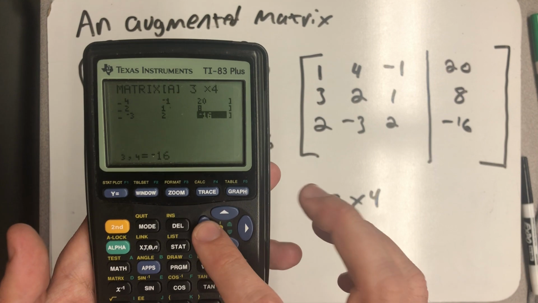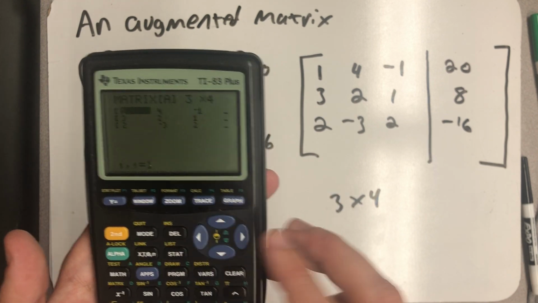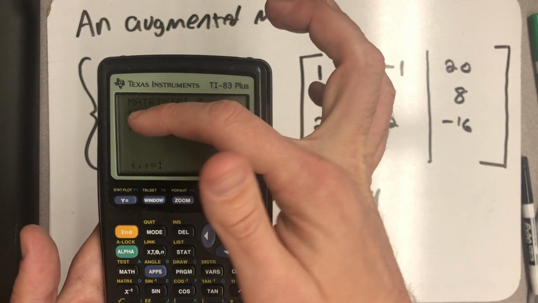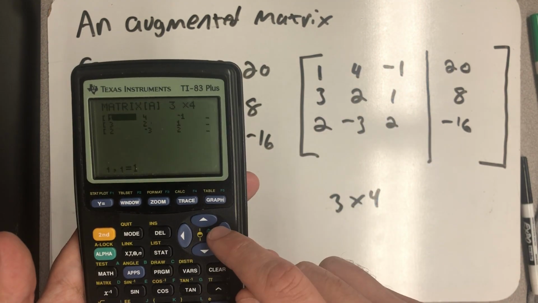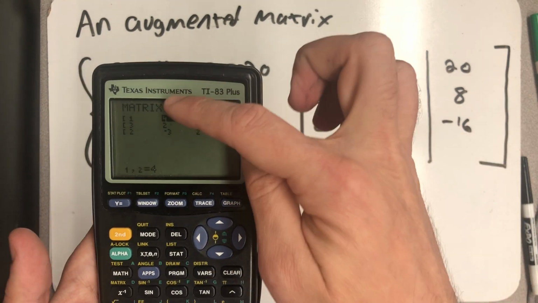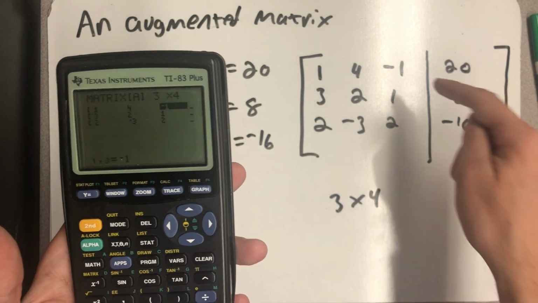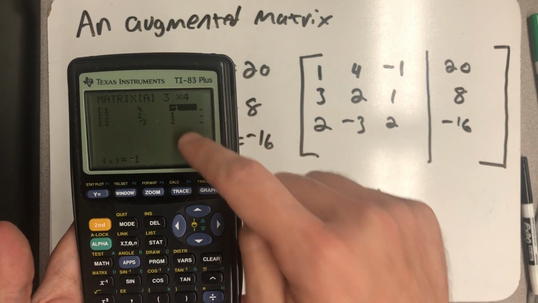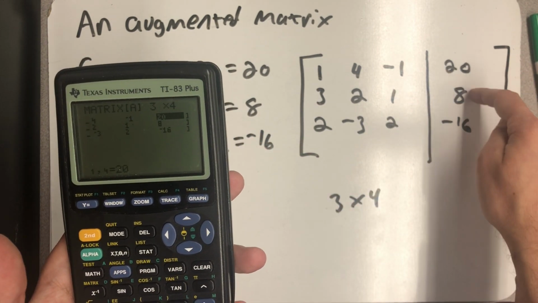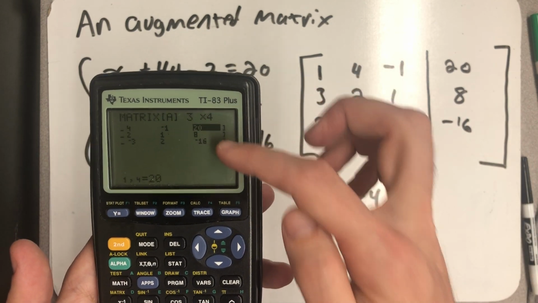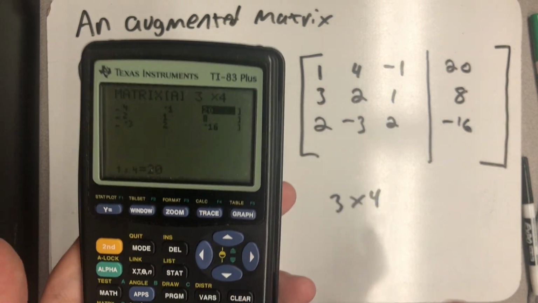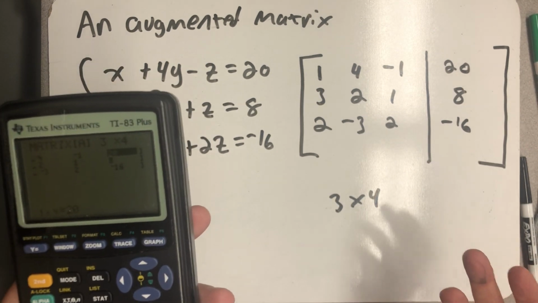So now I've entered in my system, but I'm going to double check that I've really done it right. And so what I'm going to do is read down the columns. 1, 3, 2. 4, 2, minus 3. Minus 1, 1, 2. And then the final column, 28, minus 16. So we've entered in our matrix.